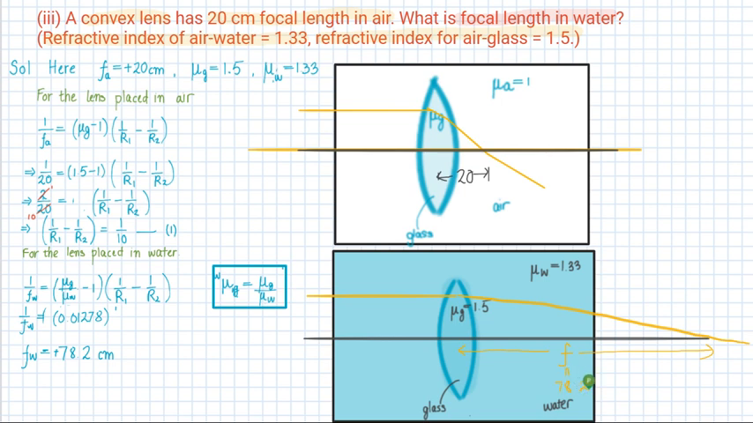So this equation tells the importance that you cannot use the same formula, mu g minus 1, when the surrounding medium is not air. You cannot use this same formula for your water. If there is water, you have to make sure of this condition. Be careful with this condition.